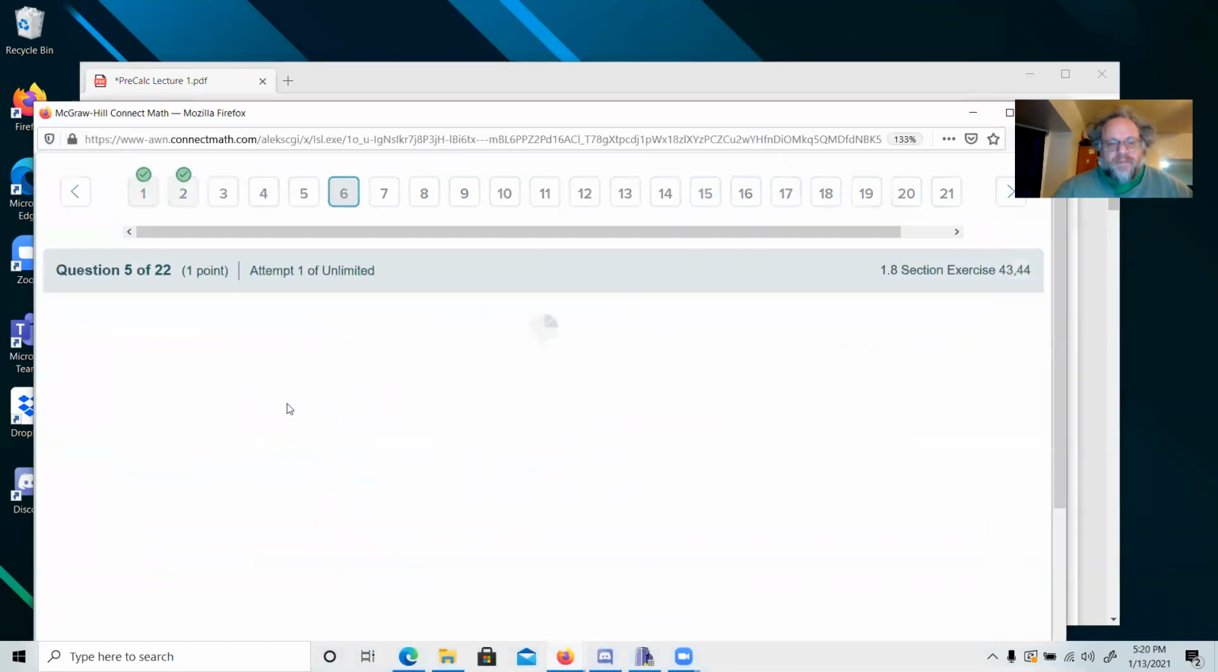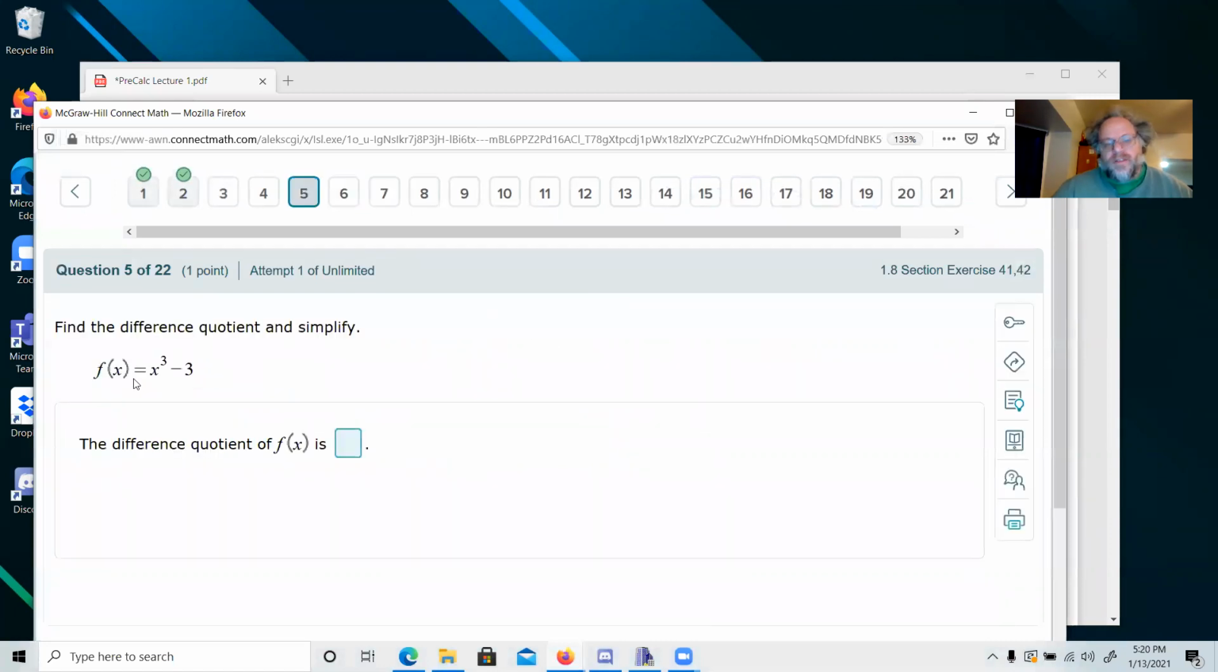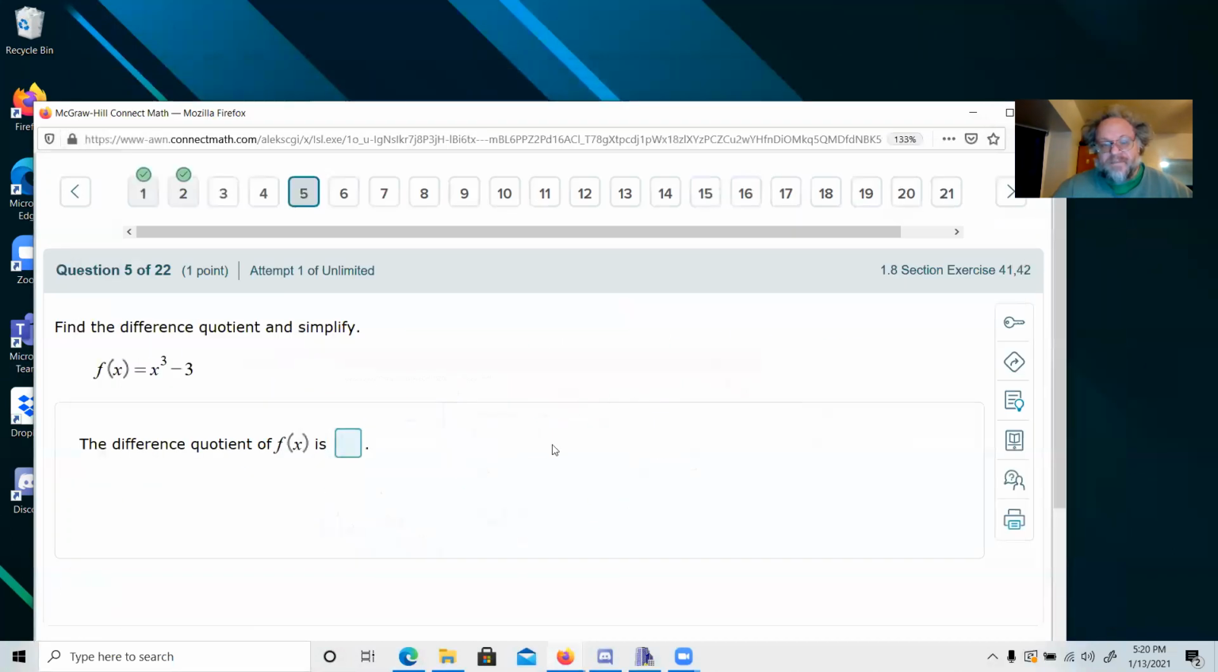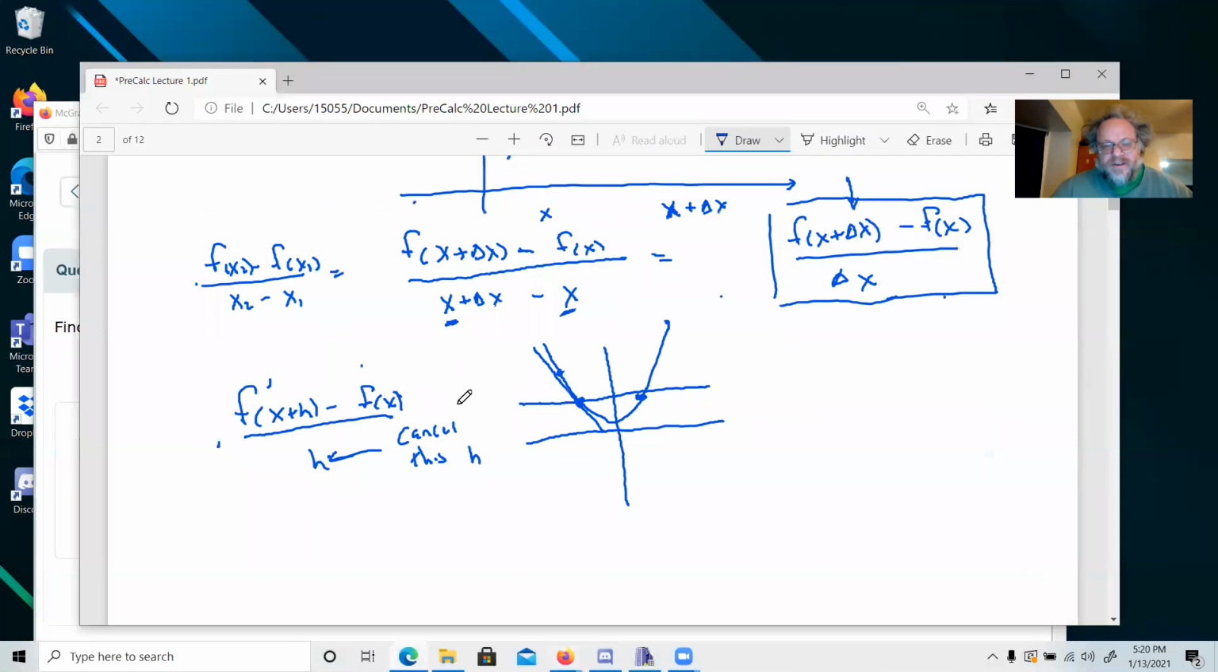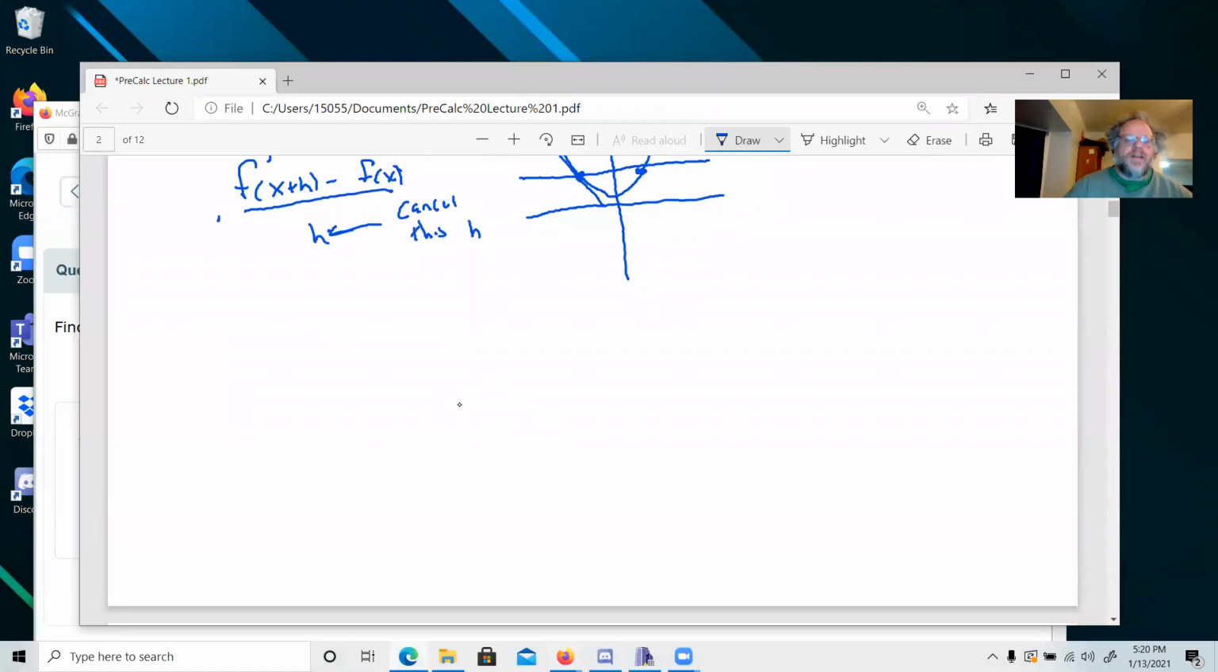Let's start with an easier one. This is a good one. Find a difference quotient and simplify x cubed minus 3. When I say easier one, it is easier, but this is going to be a long problem. So we have our f of x is equal to x cubed minus 3.